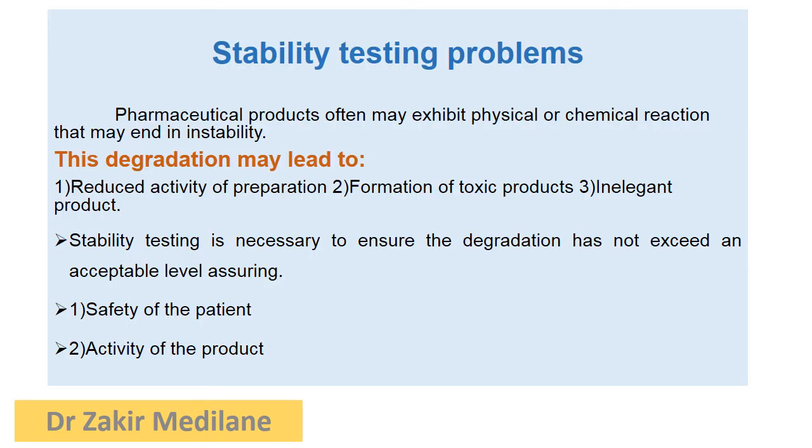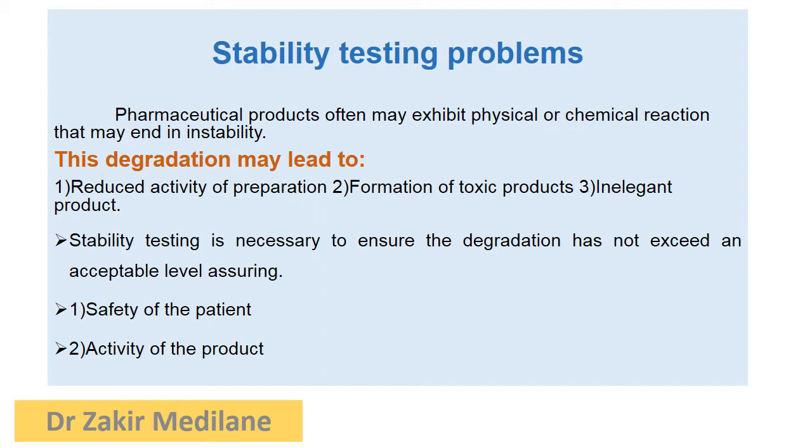Next, stability testing problems. Some of the problems we are going to come across while performing the stability studies. That is, pharmaceutical products often may exhibit physical or chemical reactions that may end in instability. So, when the pharmaceutical products exhibit some physical or chemical reaction, finally what does it lead to? Finally, it leads to the instability problem. Finally, the product is not going to remain stable.